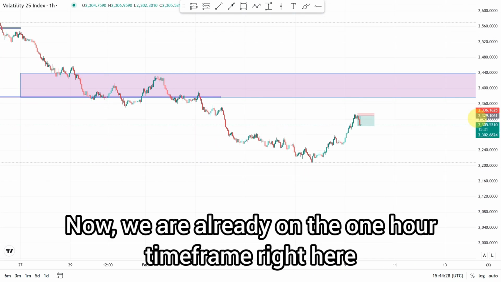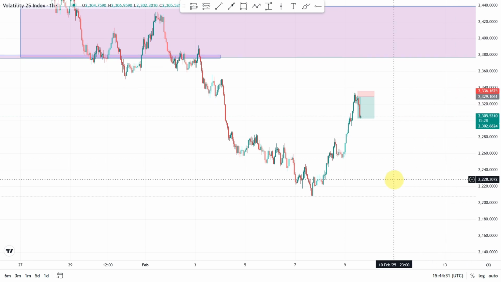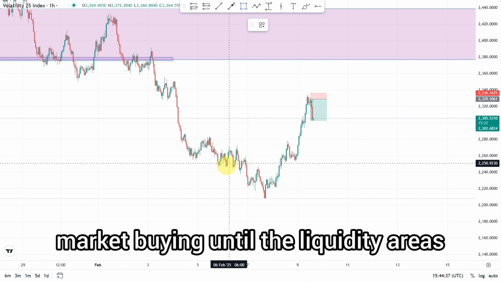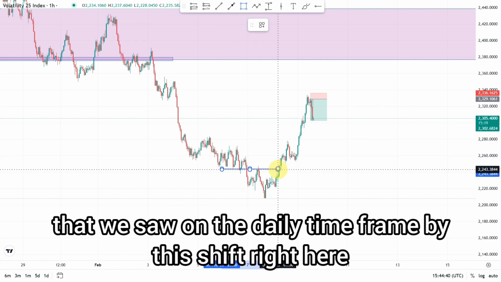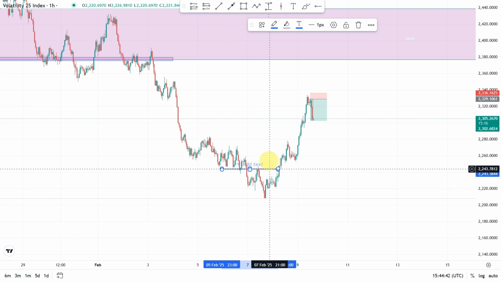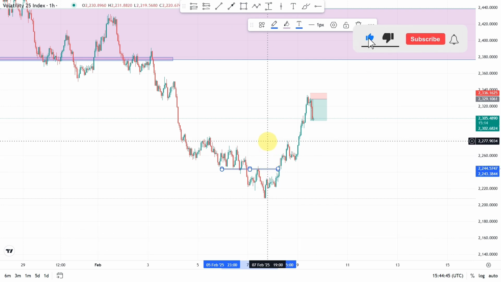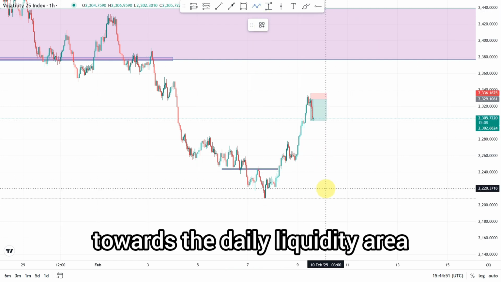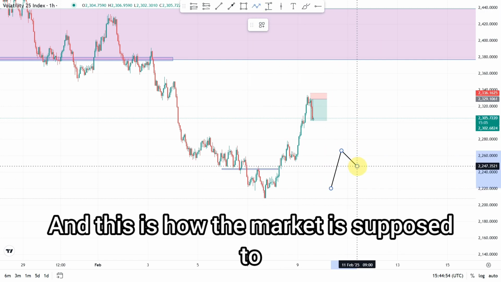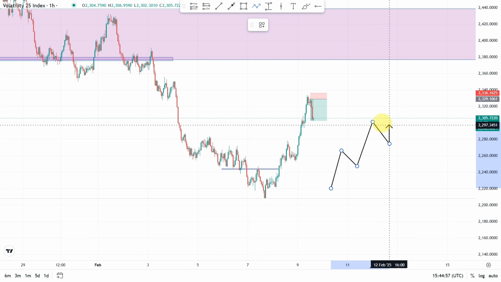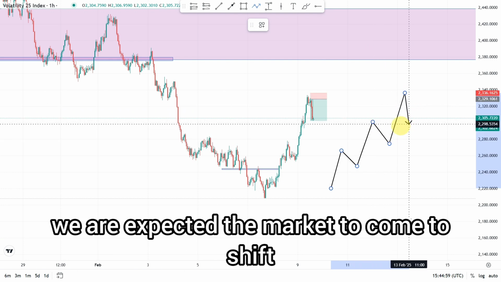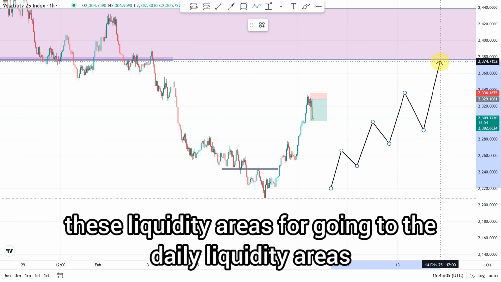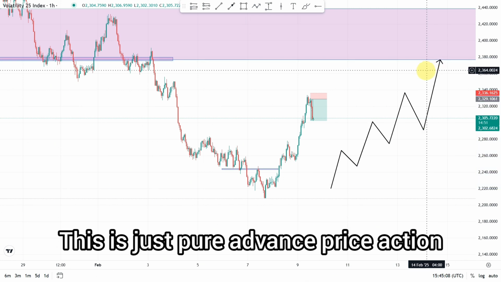Now, we are already on the 1 hour time frame right here. On the 1 hour time frame, the market already gave us a signal of this market buying until the liquidity areas that we saw on the daily time frame by this shift right here. But again, we reminded ourselves, how is the market supposed to move in a downtrend direction? Like after the break of the structure, we expected the market to come and strip these liquidity areas before going to the daily liquidity areas. This is just pure advanced price action.